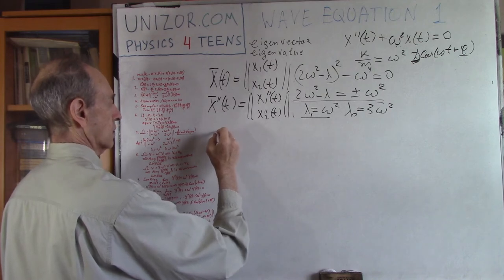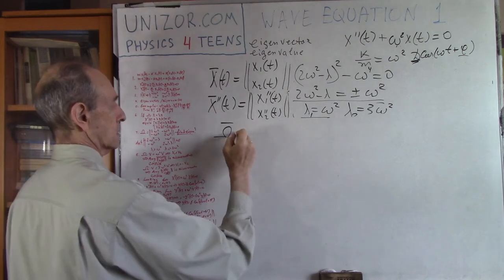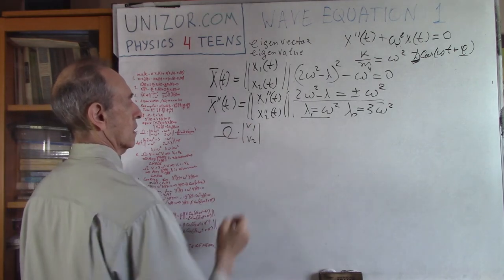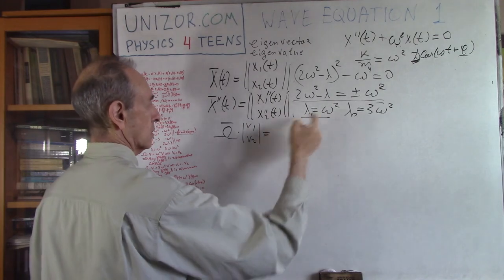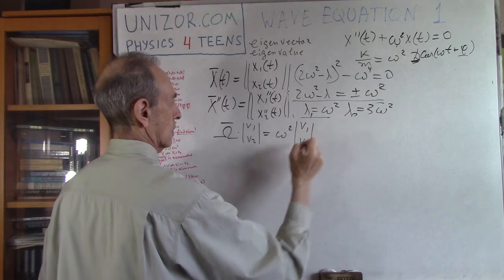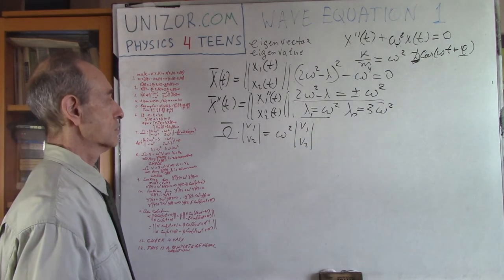Our omega matrix times some kind of vector v1, v2 is equal to omega square v1, v2. Well, let's find out what v1 and v2 are.